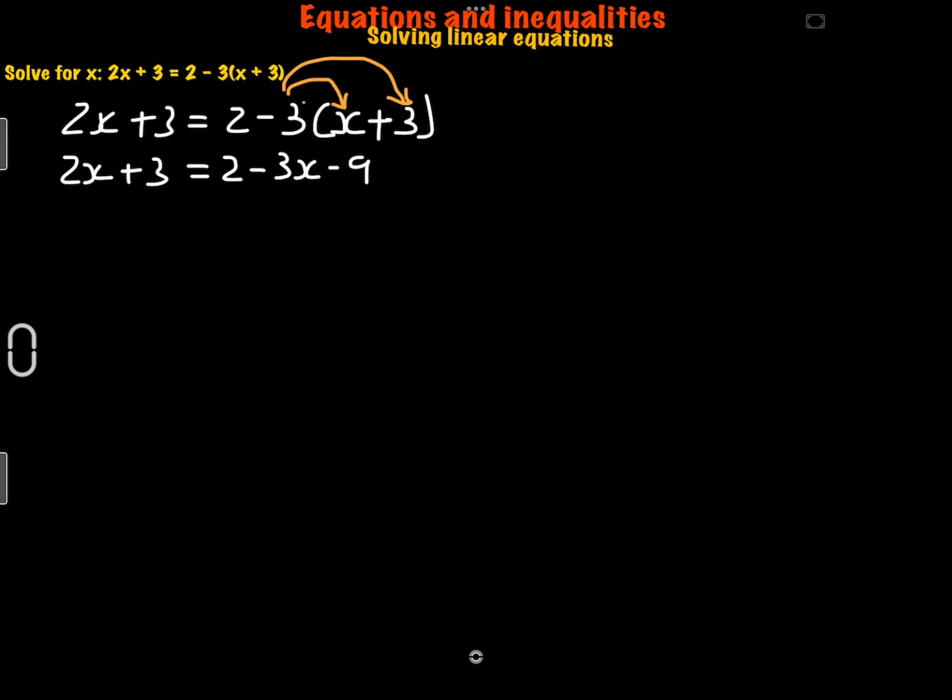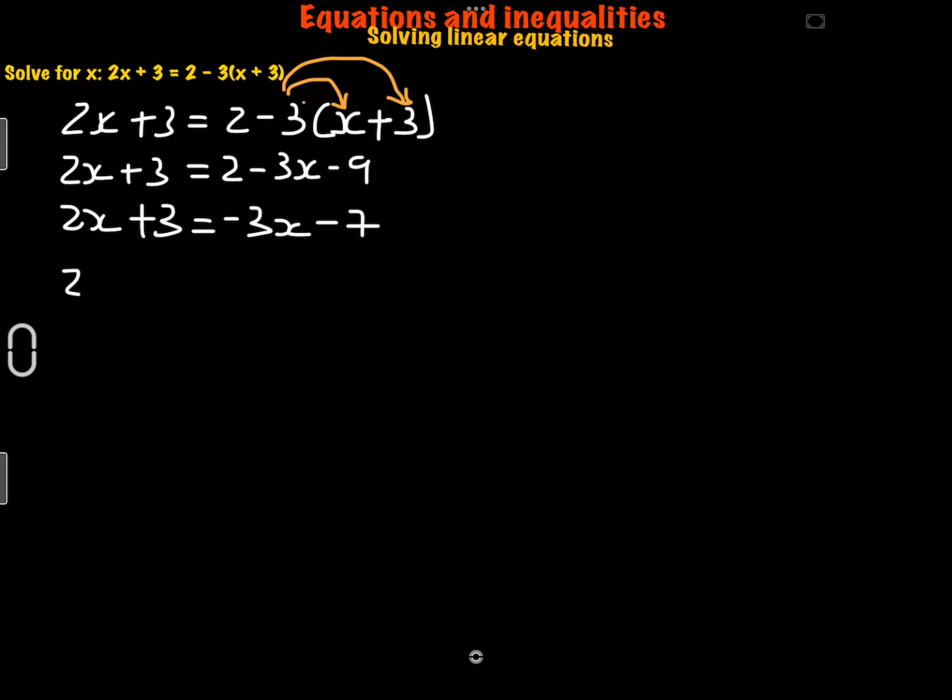Now that we have opened our parentheses, we just need to balance both sides. In fact, we need to separate the like terms. So we have 2x plus 3 is equal to, so notice 2 and 9 are constants, so 2 minus 9 gives us negative 7. Okay, now what I want is to have coefficients on one side and constants on the other side.